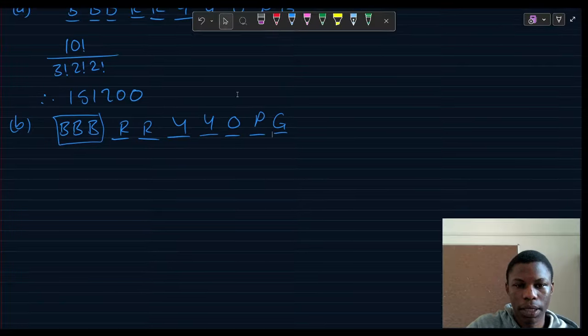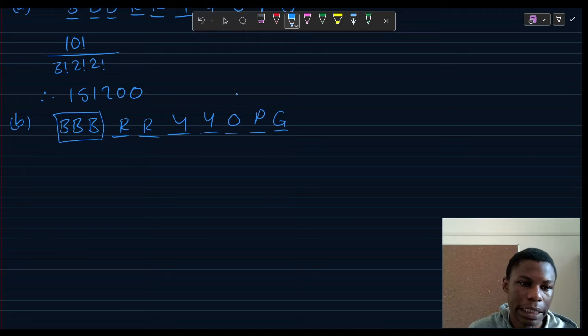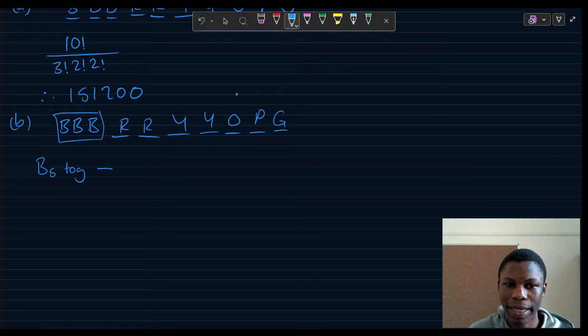So we can go about this in a roundabout way, which is to say I can find the total number of arrangements in which the 3 blue books are together and then subtract the arrangements in which the 3 blue books are together and the yellows are together.